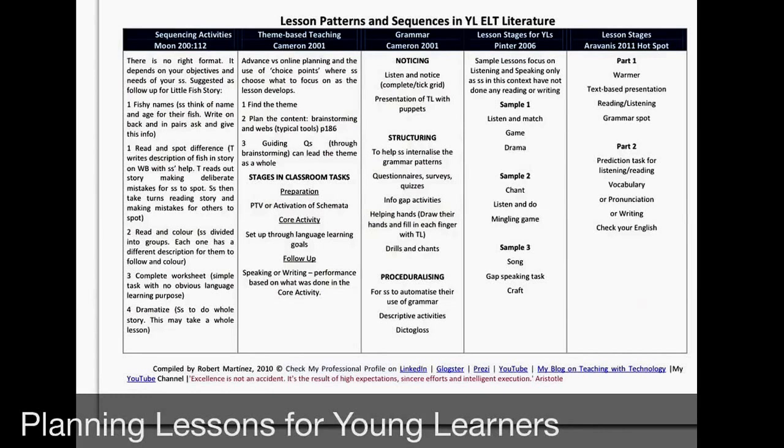Then Cameron also mentions proceduralizing, so for students to automate their use of grammar, describing activities, maybe a dict-to-gloss activity. Pinter, moving on, says that sample lessons focus on listening and speaking only, as students in this context have not done any reading or writing, especially the very young learners. So that's true of very young learners, and the lower the level, the more true this is. An example could be a listen and match, a game and drama.